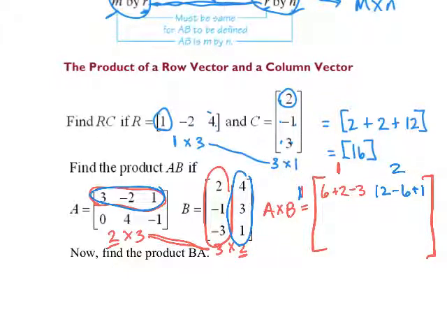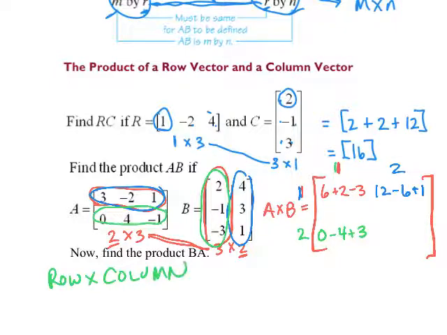All right, next one is going to be row 2 times column 1. All right, so 0 times 2 is 0. 4 times negative 1 is a minus 4. And negative 1 times negative 3 is a plus 3. So the key thing to remind yourself or keep repeating is row times column. Across times up, down.